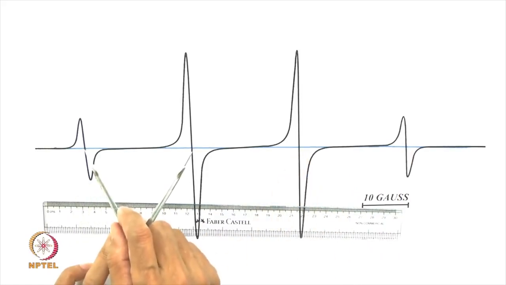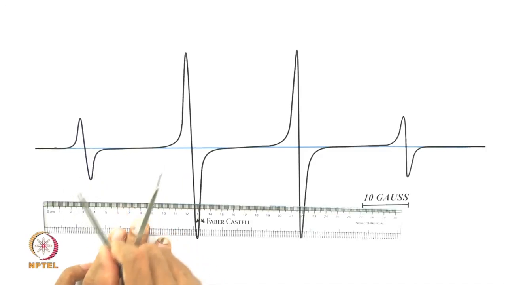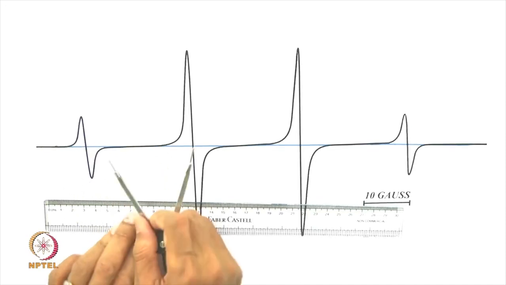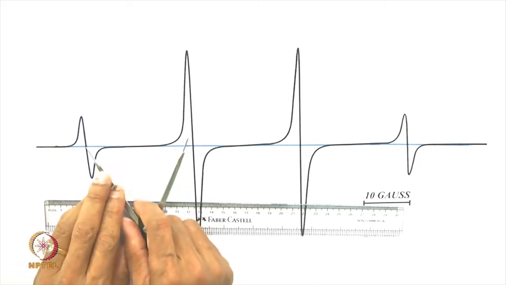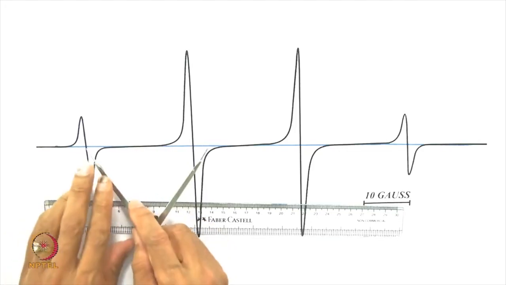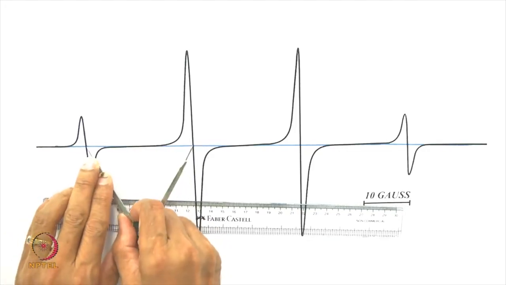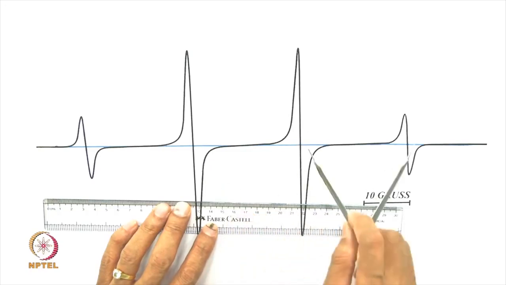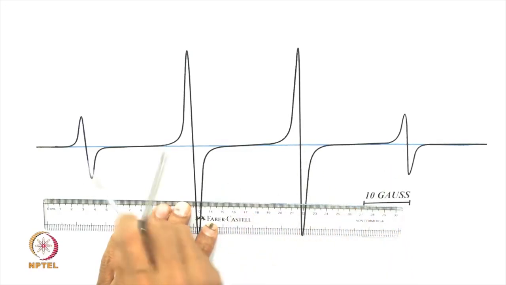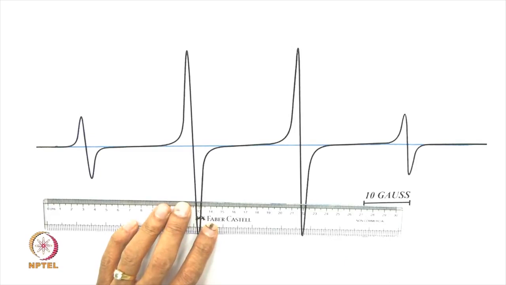Now, let us measure the gap from this outermost line to the next hyperfine line, and for that I use this divider. Okay, this is the gap between the two adjacent lines. Now, let us see, the same gap is present here also. Yes, this is same as that, this is also same as that. So, this gap is same for all hyperfine lines. That means, the same group of equivalent nuclei are giving rise to these four lines.